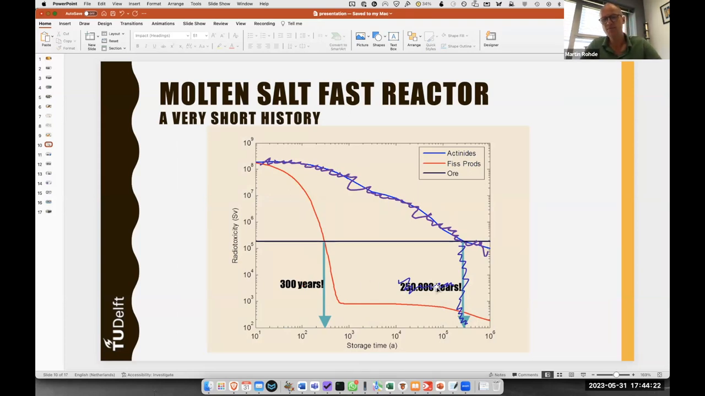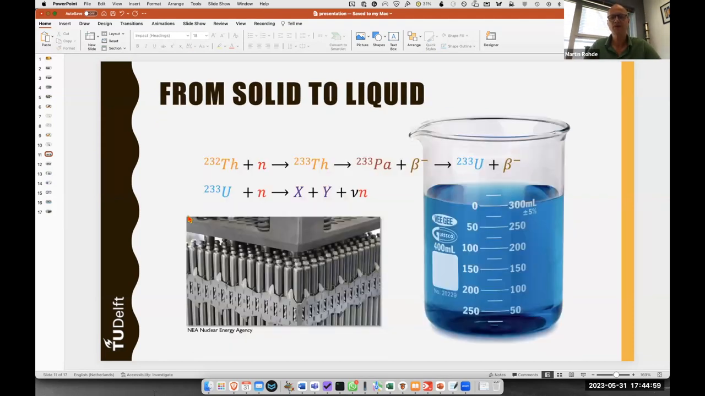So we make a huge step from 250,000 years, which is very difficult to store and to communicate to future society, reduced by a factor of 1,000 to about 300 years. So you store something very safely, of course, and the radiotoxicity obviously drops exponentially. In the first tens of years, you already lose a lot of the radiotoxicity, and after 300 years it's actually safe. And 300 years is very easily overseeable. I think this is one of the biggest advantages of the thorium reactor.